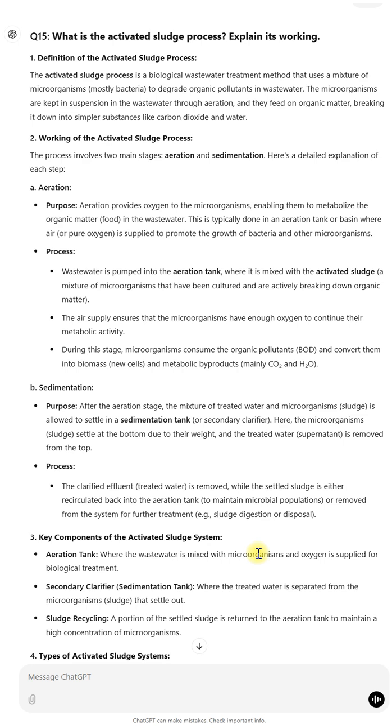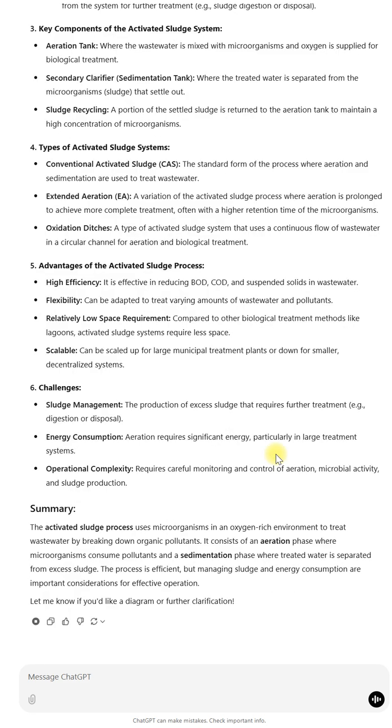3. Key components of the activated sludge system. Aeration tank, where the wastewater is mixed with microorganisms and oxygen is supplied for biological treatment. Secondary clarifier, sedimentation tank, where the treated water is separated from the microorganisms, sludge that settle out. Sludge recycling. A portion of the settled sludge is returned to the aeration tank to maintain a high concentration of microorganisms.